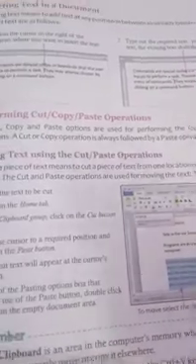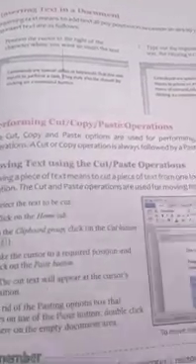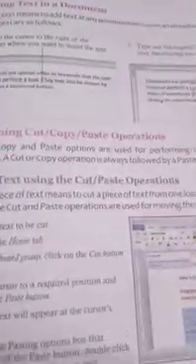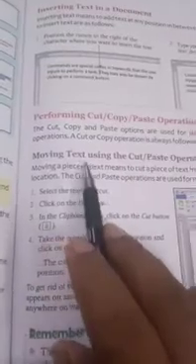Now, performing cut, copy, paste operations. The cut, copy and paste operations are used for moving and duplicating text. A cut or copy operation is always followed by a paste operation. If you cut any text, you must paste it somewhere. If you copy a text, you must paste the text somewhere.